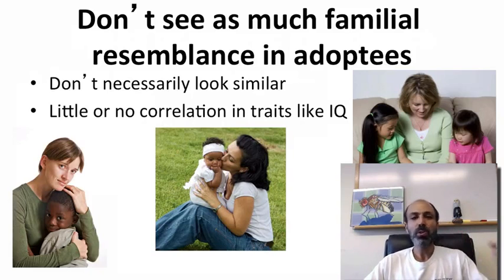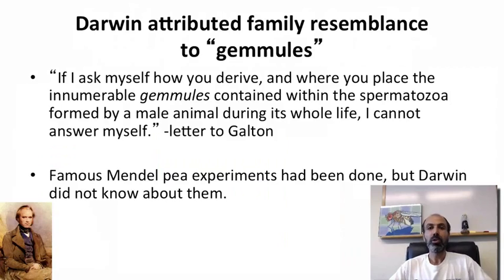So how did people try to explain this? Well, Charles Darwin attributed this familial resemblance to some unknown factor he referred to as a gemule. And there's a quote here, as you see on this slide, from a letter to Francis Galton. If I ask myself how you derive and where you place the innumerable gemules contained within the spermatozoa formed by a male animal during its whole life, note he said male, I cannot answer myself.